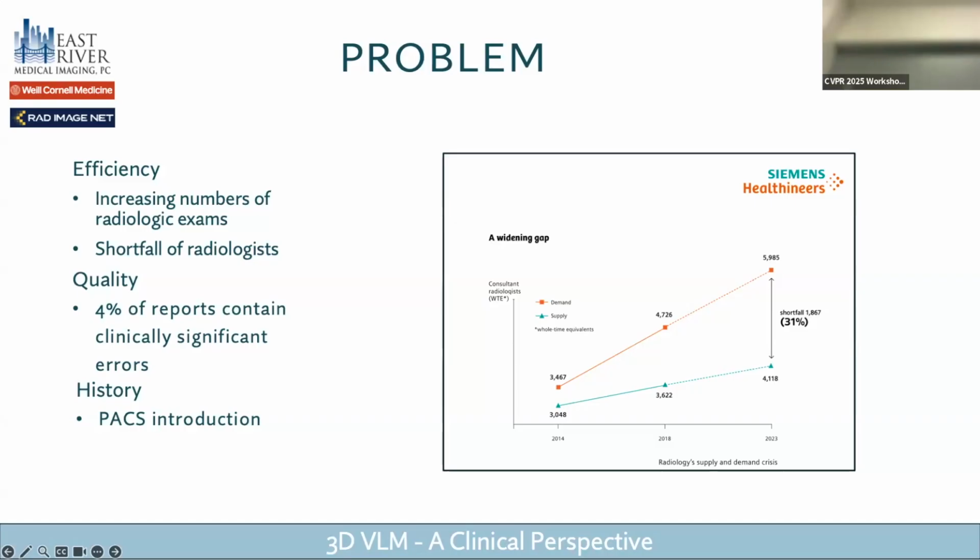Corollary to this is obviously quality as well. As radiologists are forced to do more work, we start seeing more and more errors in reports. So there's about 4% of reports that contain clinically significant errors. And by that, I don't mean just typos. I mean leaving out a "no" when there should have been a "no" in there. So something that when the clinician is reading the report, it doesn't read the intention of the radiologist.